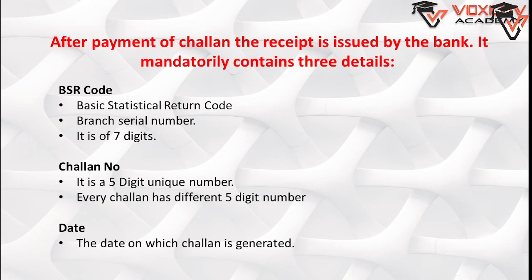The next option which you get is your challan number. Challan number is your 5-digit unique number. Every challan has a unique 5-digit number and it is mandatory to be there on the challan. And the last one is the date. The date is the actual date on which the challan was generated.